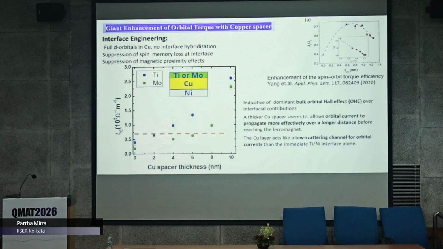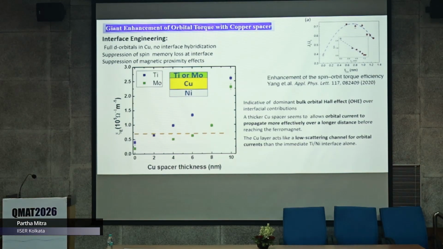So again, this was seen in the context of spin torque, that if you introduced a small layer of copper between your normal metal and the heavy metal, that significantly enhances the spin torque efficiency. But it was a very small amount. The copper thickness was a fraction of a nanometer.